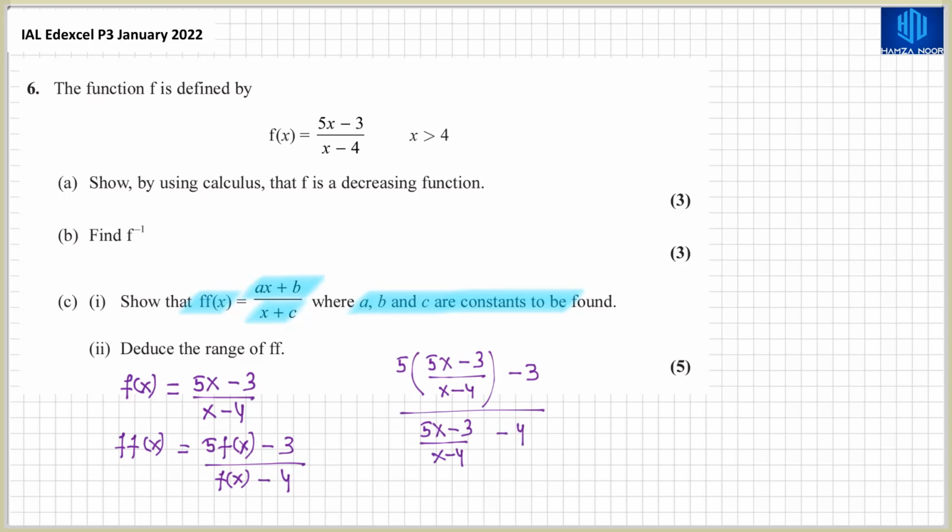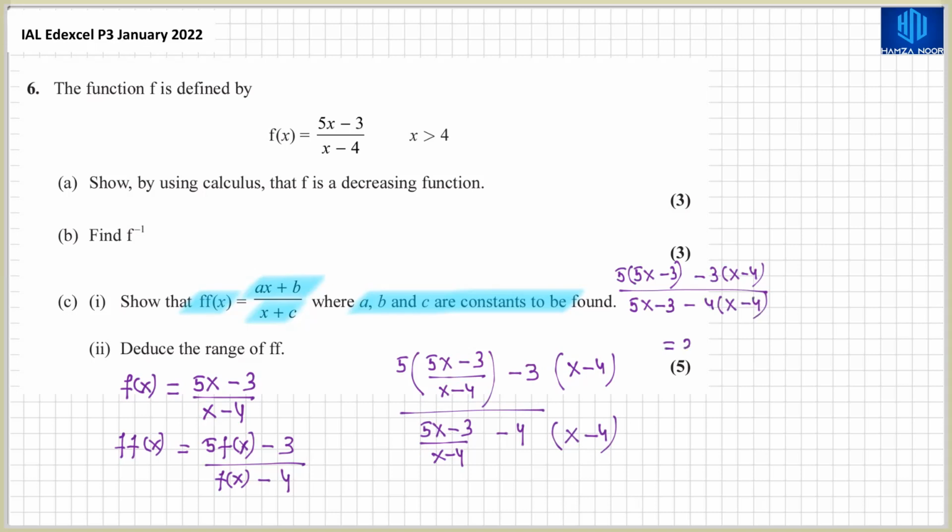Now what we can do is multiply the numerator and the denominator of this fraction by x minus 4. So this is 5 times 5x minus 3 minus 3 times x minus 4, completely divided by 5x minus 3 minus 4 times x minus 4. So far we have obtained this.